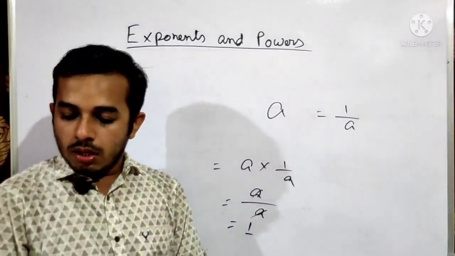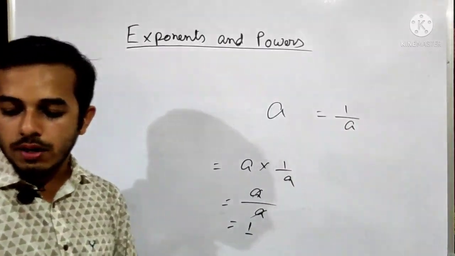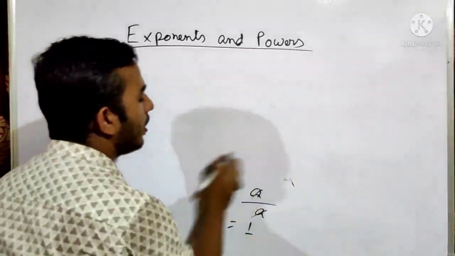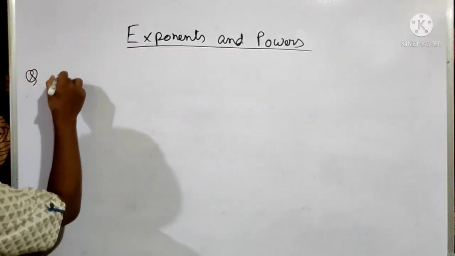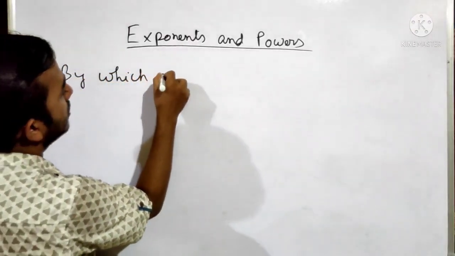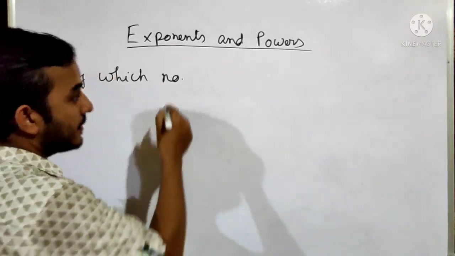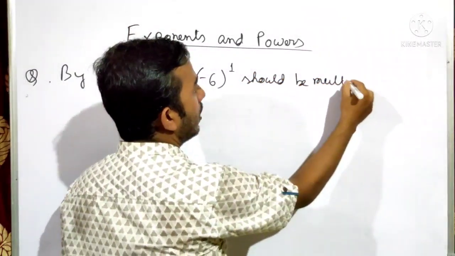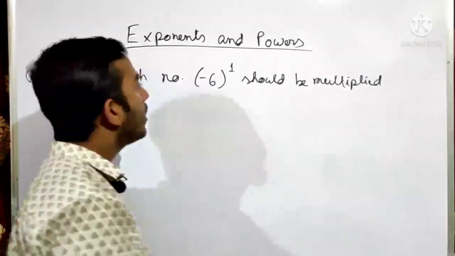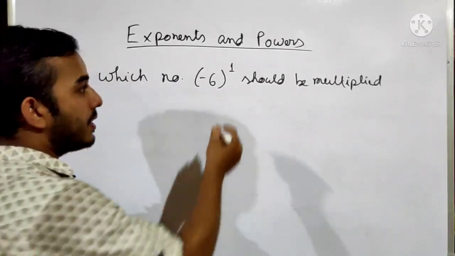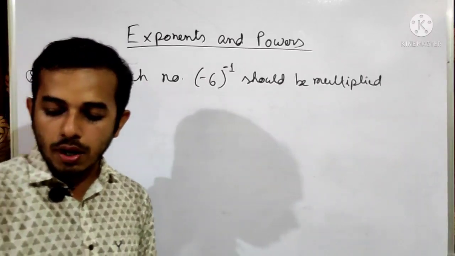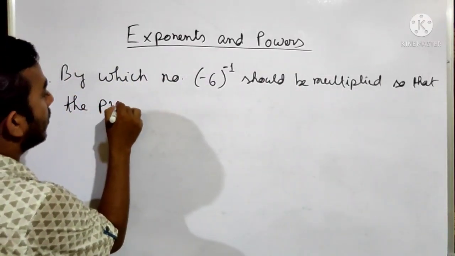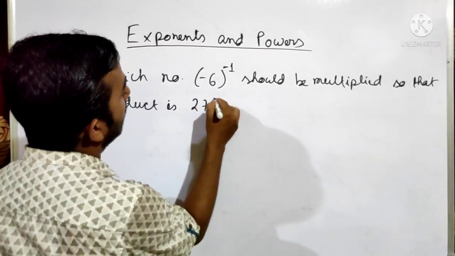Clear? Okay. So now let's solve one more question: by what number should -6 power -1 be multiplied so that the product is 27 power -1?